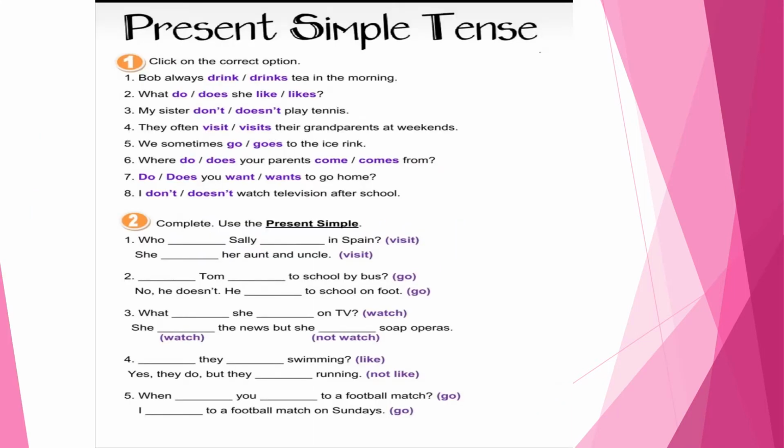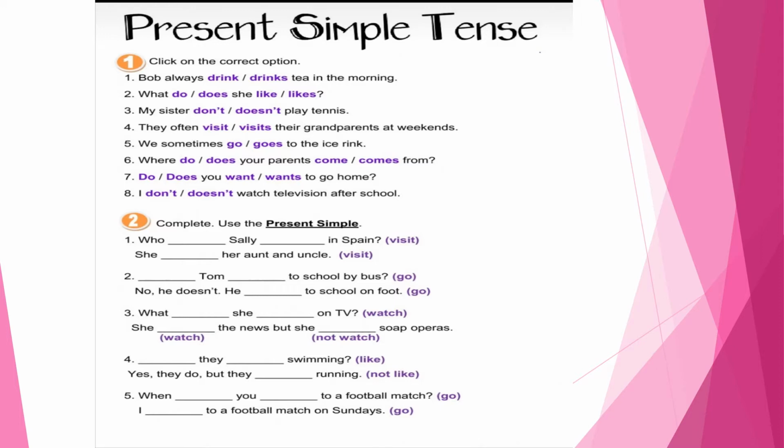Present simple tense. First of all, you need to look at two things before answering any question at present simple tense. The first thing is your subject. The second thing is the end of your verb. Okay, so let's try. Click on the correct option.